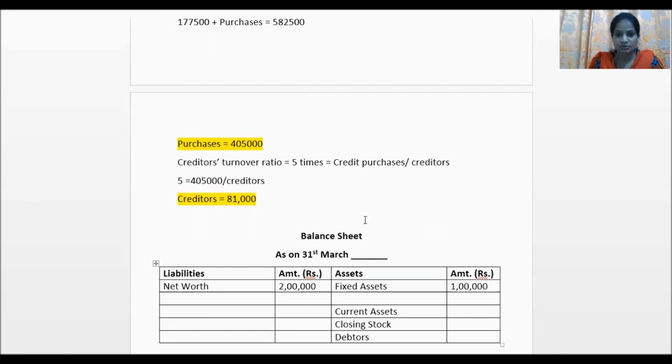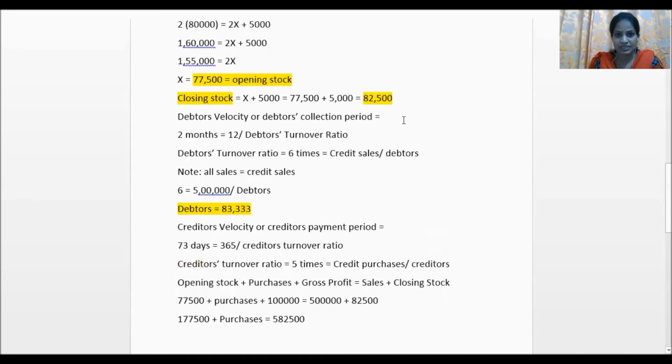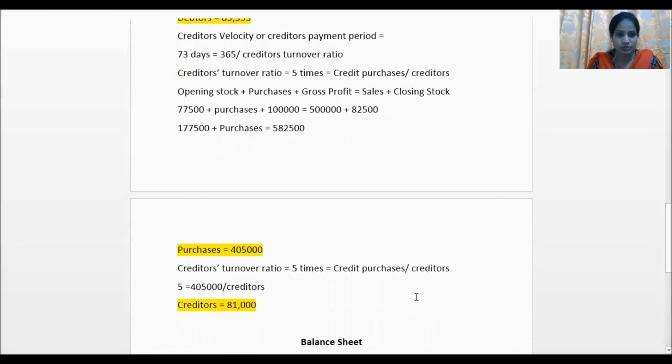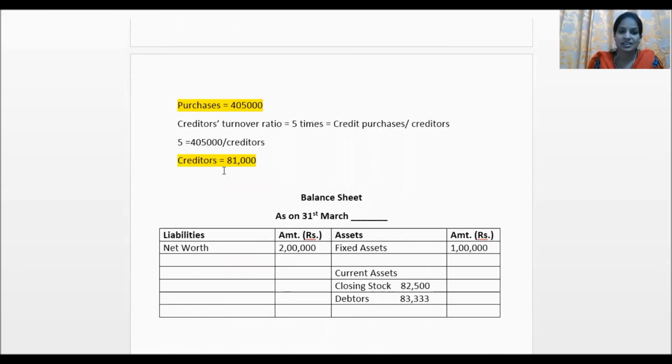Now just check the amount of closing stock. It is 82,500 and debtors 83,333. So we'll put it here, closing stock. I'm writing it in a column, 82,500, and debtors 83,333. Next is purchases, again profit and loss account. Now creditors come under current liability, so we are going to write it. Main heading is current liability, and the main component is creditors. I am directly writing in the outer column 81,000.